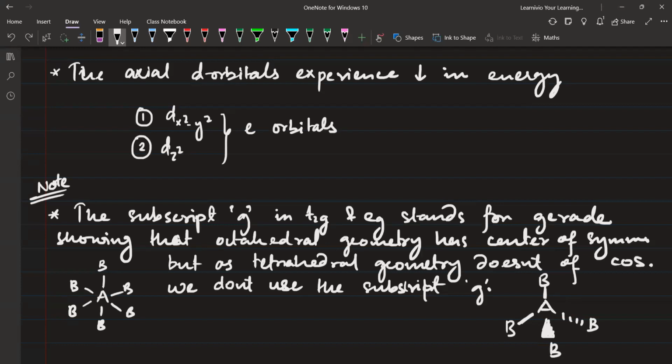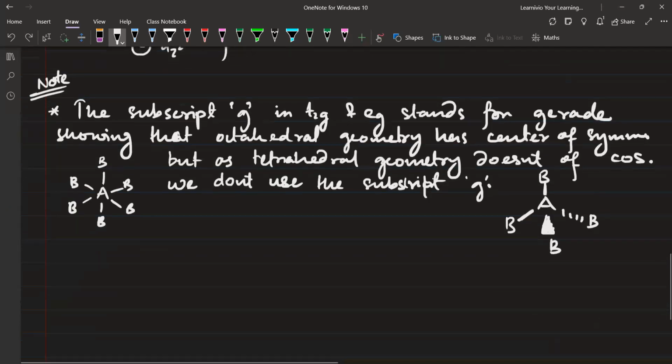Sir, in octahedral, is every bond on the same plane then? No, no, no, no. Not on the same plane. Actual structure तो इसका ऐसा होता है. These two are in the same plane. B and B. This is going backwards. This is coming forward. This is coming forward, and this is going backwards. So, but the consequence is the same, ना?